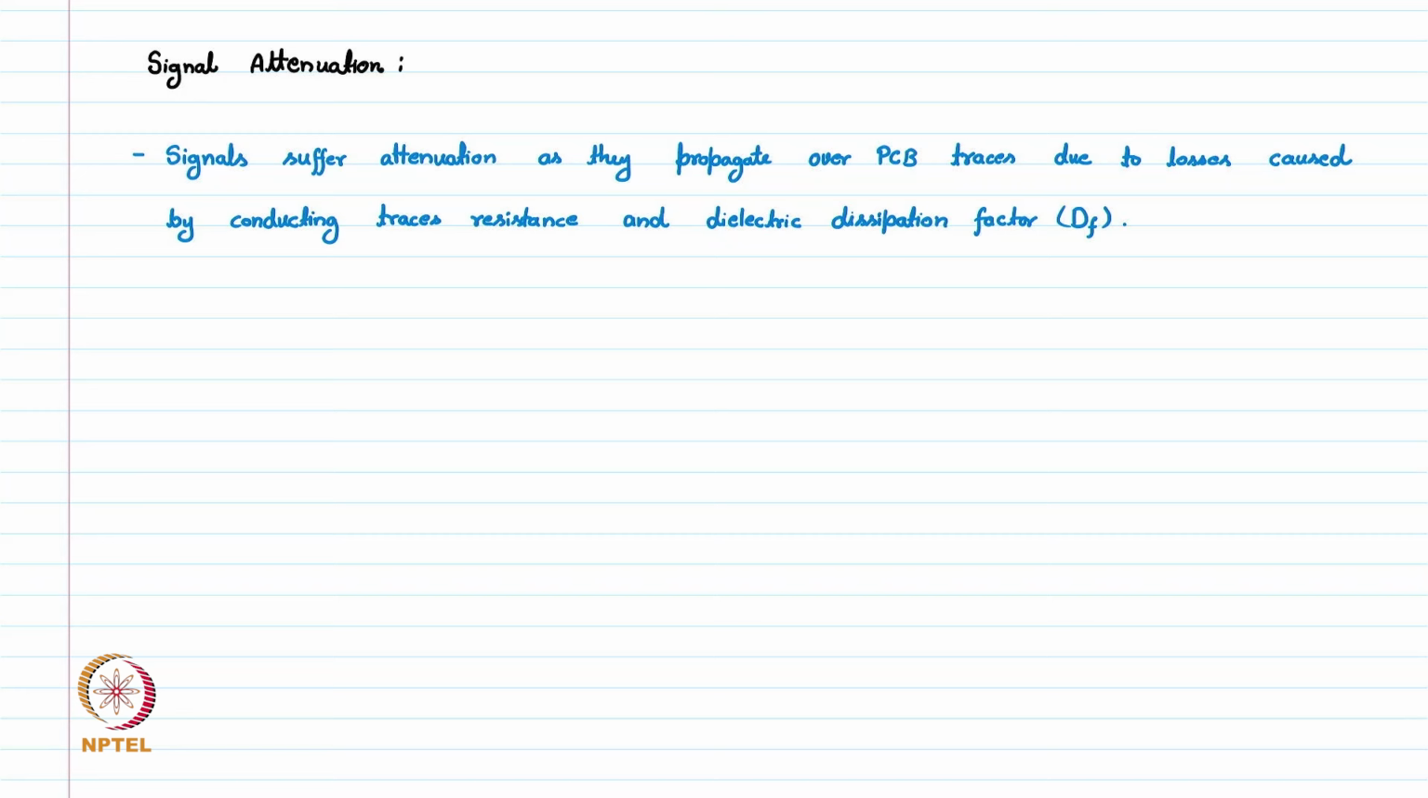So because of this resistive nature of the line, there is a loss, as well as the PCB material has a certain dielectric dissipation factor. Because of that also there will be some amount of loss in the PCB material. Both of these losses increase with the frequency.